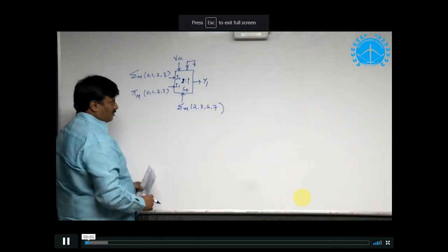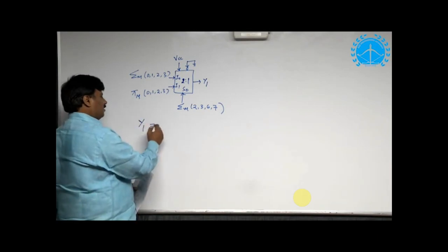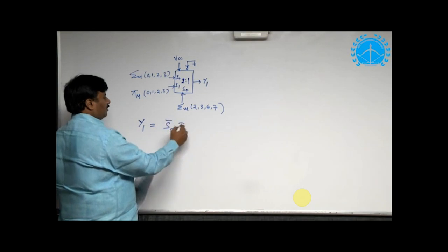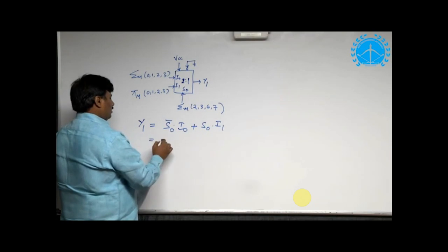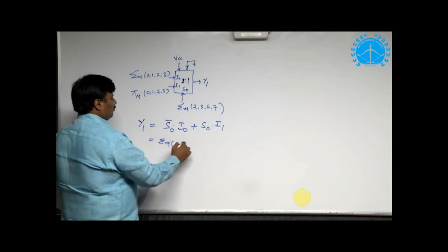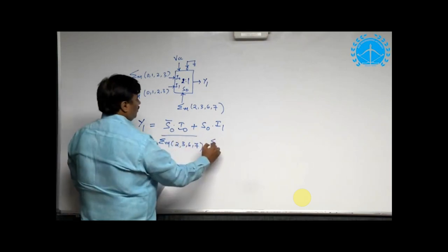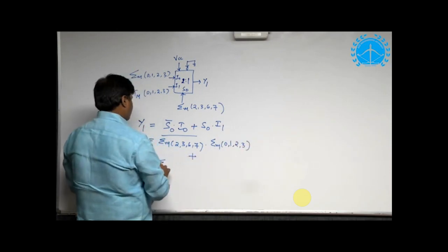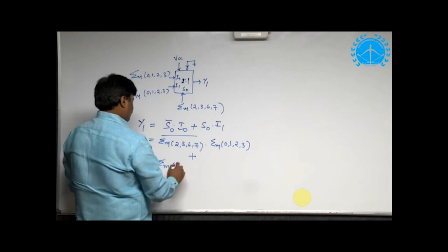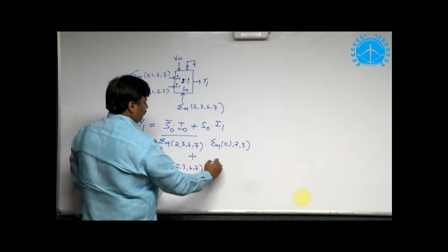As we know, the question given is with a 2:1 multiplexer asking you to find y1. If I define the equation for y1, is it not S0 bar into I0 plus S0 into I1? In that way, S0 bar into I0 is sigma small m 2, 3, 6, 7 bar, that is sigma small m 0, 1, 2, 3, plus S0 into I1, which is sigma small m 2, 3, 6, 7 into pi capital M 0, 1, 2, 3.